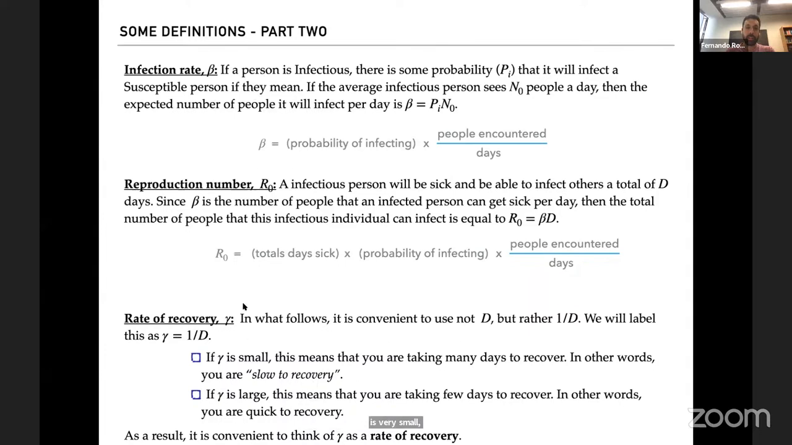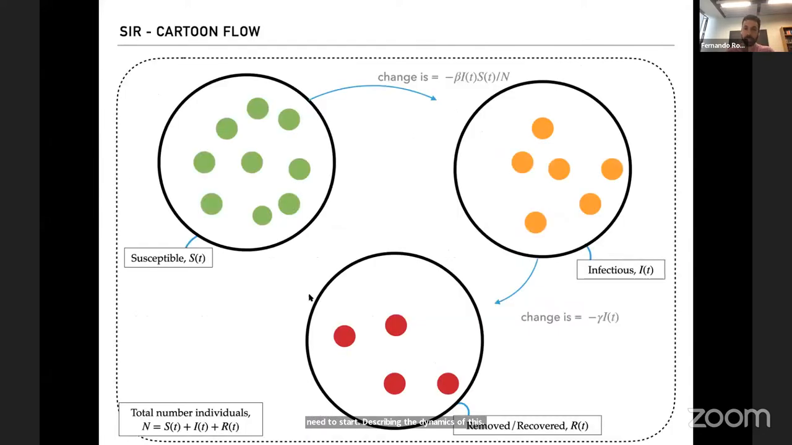Okay, so these are the three main quantities that we will need to start describing the dynamics of this model, this SIR model. Okay, so here's a flow of what's going on. We'll have susceptible people that will get sick at some rate when they enter contact with an infectious individual, and then this infectious individual will slowly transition with some recovery rate into the other group, which would be the ones that have recovered and developed immunity.